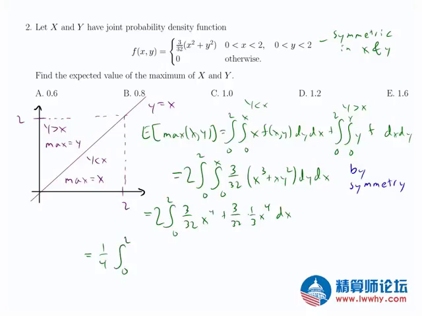So I have 1/4 times the integral from 0 to 2 of x to the fourth, integrated with respect to x. That's going to be 1 over 4 times 1 over 5 times 2 to the fifth. In other words, I get 32 over 20, which evaluates to 1.6, and I have answer choice E.